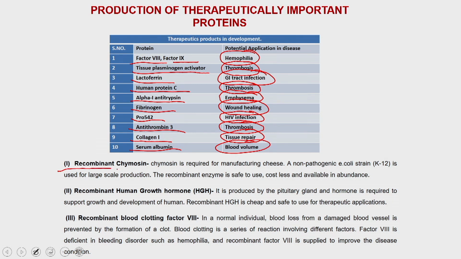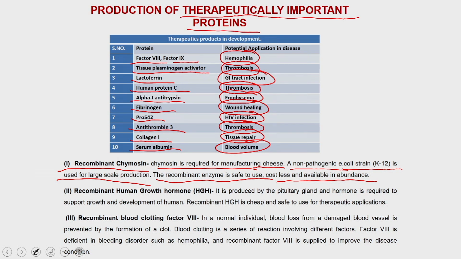There are a few examples I have taken. These are called recombinant chymosin. Chymosin is required for manufacturing cheese. A non-pathogenic E. coli strain is used for large scale production. The recombinant enzyme is safe to use, costs less and is available in abundance. So, apart from making therapeutically important proteins, you can also produce enzymes which are very good in terms of economical usage. The recombinant chymosin is one such example.